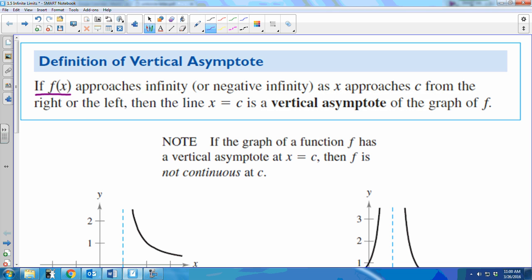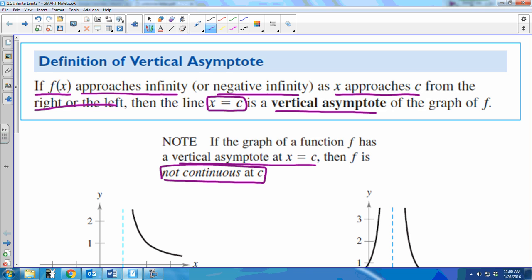So if a function approaches infinity, or negative infinity, as x approaches some value c from the right or left, then the line x equals c, that's a vertical line, is a vertical asymptote of the graph. All right? If the graph of a function has a vertical asymptote, then that function is not continuous at c, so we have a discontinuity like we talked about.